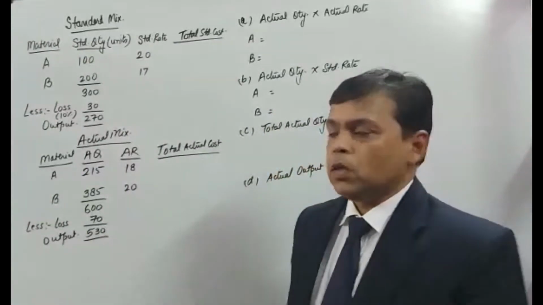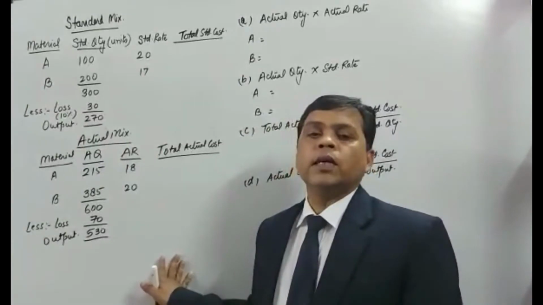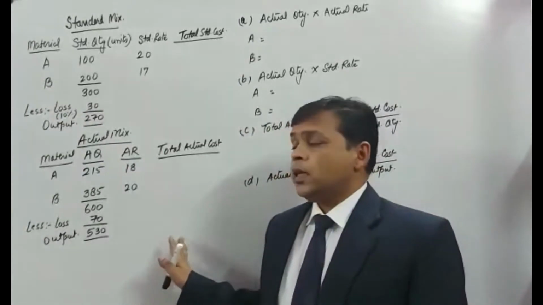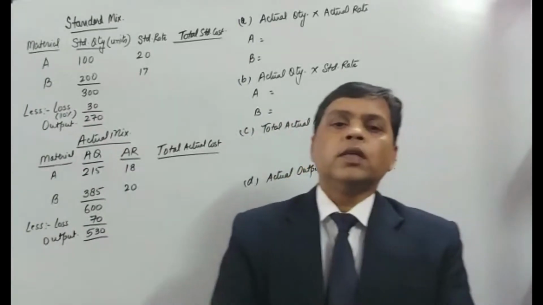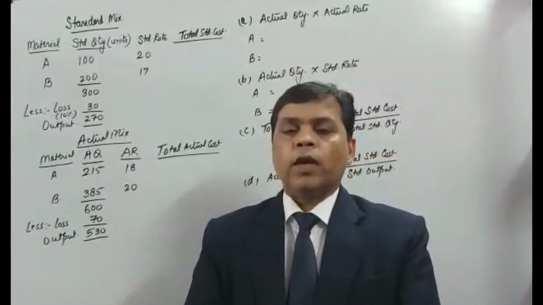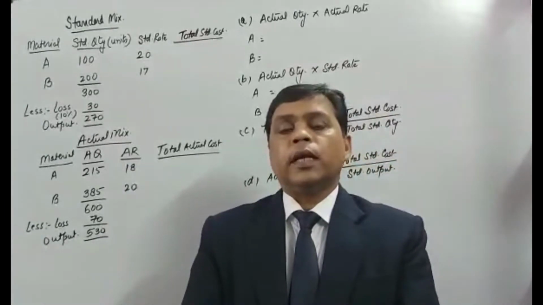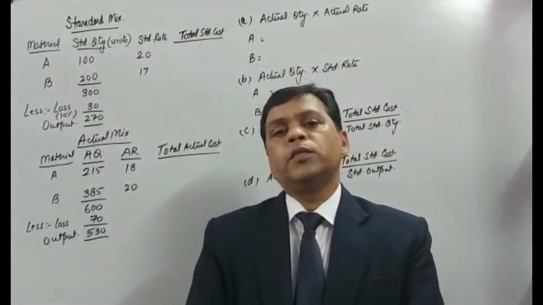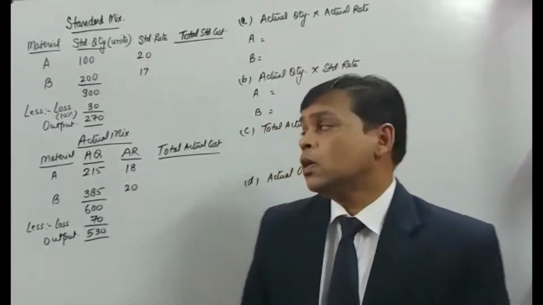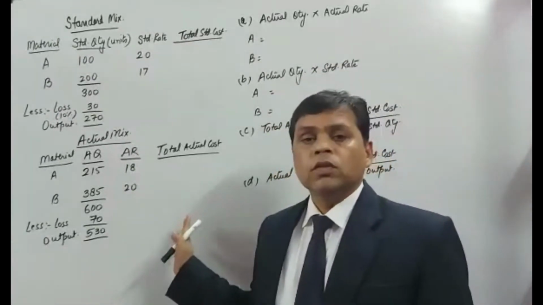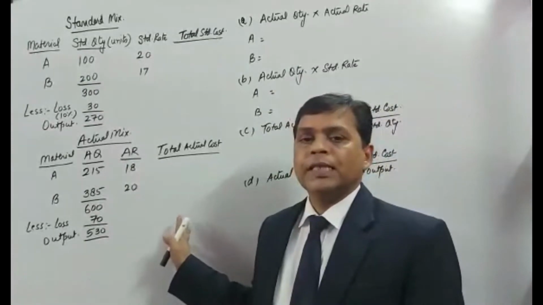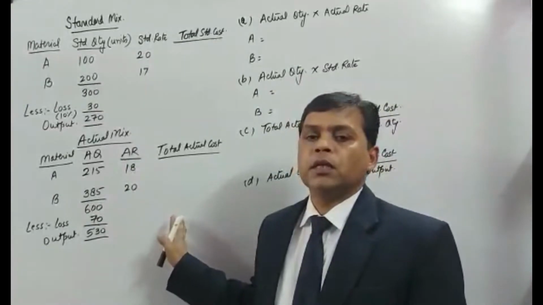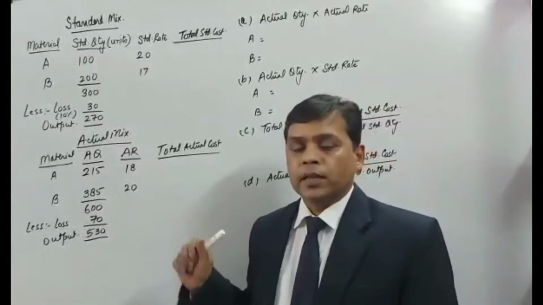Today we are going to learn about standard costing in its easiest manner. Today we are going to learn how to calculate the material variances. There are two methods of calculating the material variances. One method is the direct formula based method, and another method is the one we are going to use today. It's the easiest and simplest method of calculating the material variances.